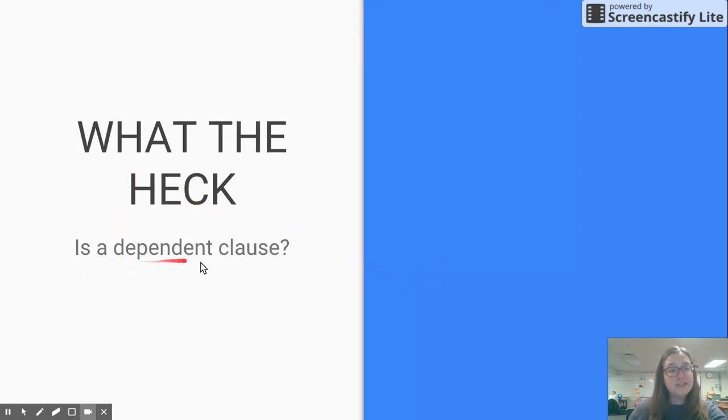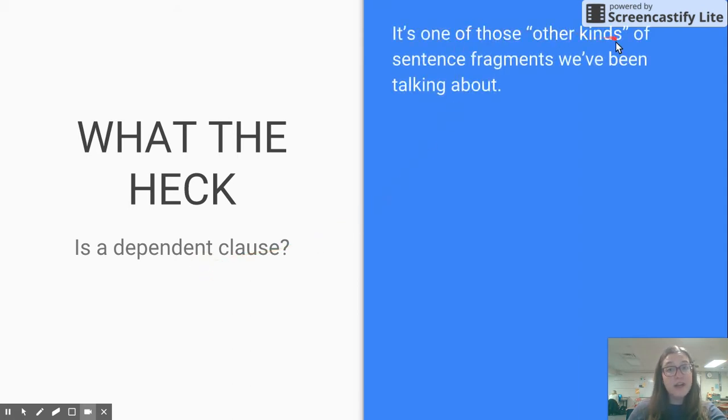Now, what the heck is a dependent clause? If you are dependent on someone, you can't do it by yourself. You can't live on your own. So a dependent clause is one of those other kinds of sentence fragments that we've been talking about, where you look at it and you're like, well, it has a subject and a predicate, but this word is making it not a complete thought. While he never eats sushi.